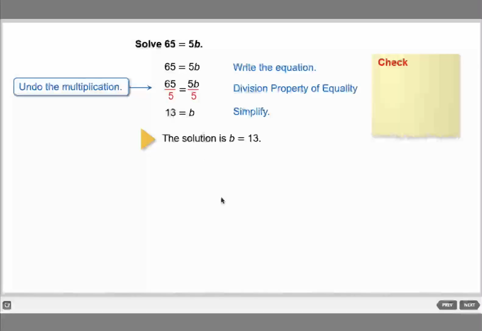You can check your answer, of course, as we always do. 65 equals 5b. Substitute 13 for b. So you need to find 5 multiplied by 13. And of course, it's 65. So we get 65 on the left side and also on the right side. So they are equal, and b equals 13 is a correct answer. Any problems?